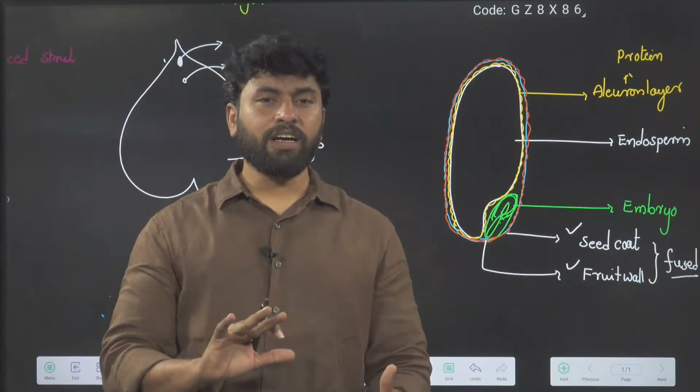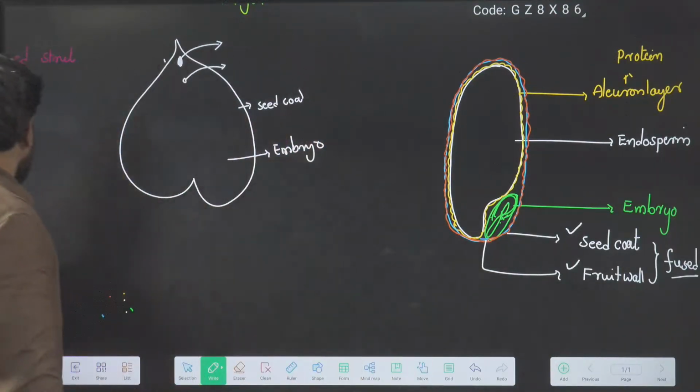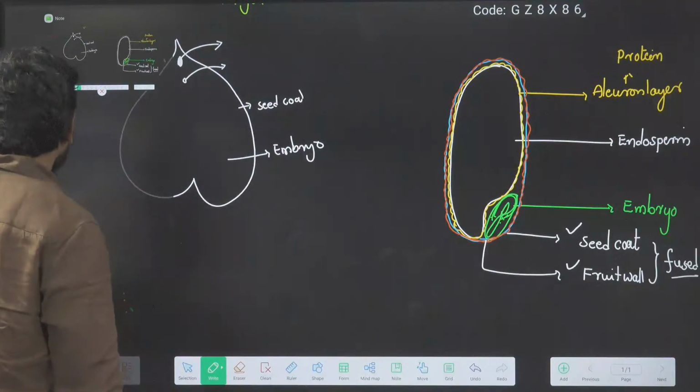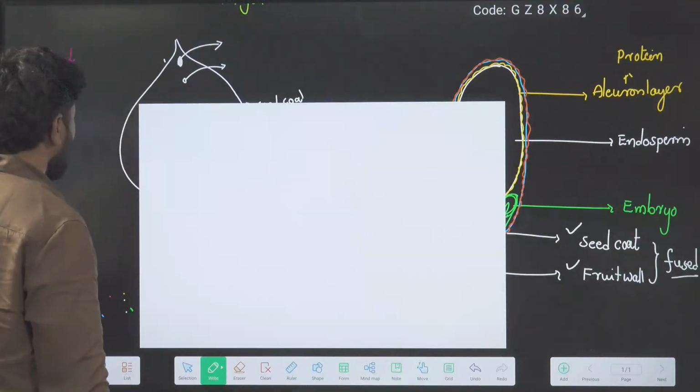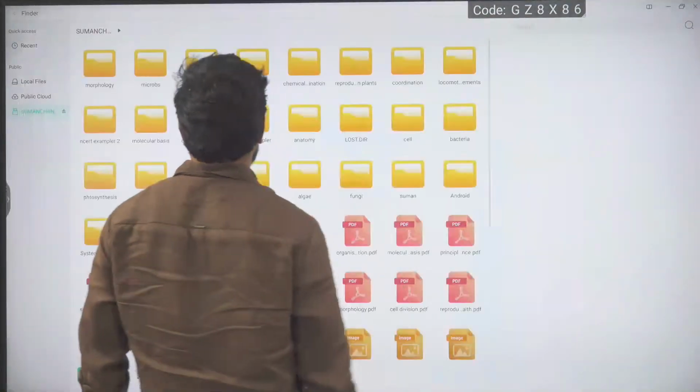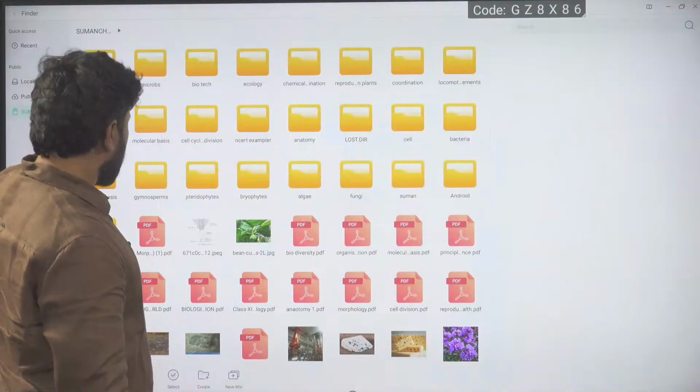Let me take some important notes regarding our morphology.